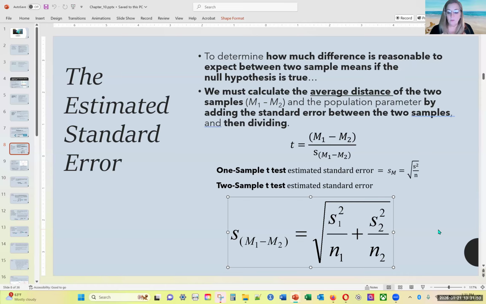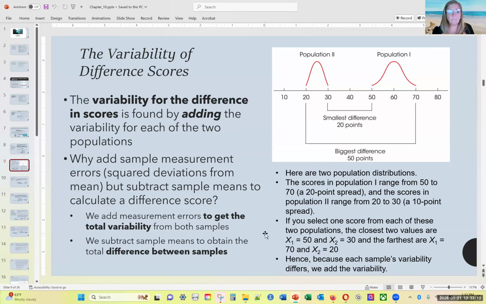All right. So for the first one, the one sample t-test, we're just finding the square root of the variance divided by n. Here we have to do that for both groups, add them together, and then find the square root. All right, so variability of the difference scores.